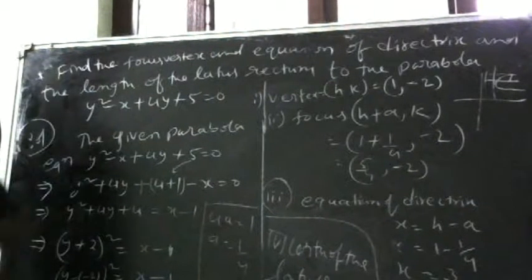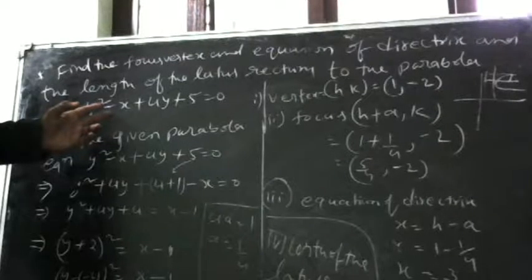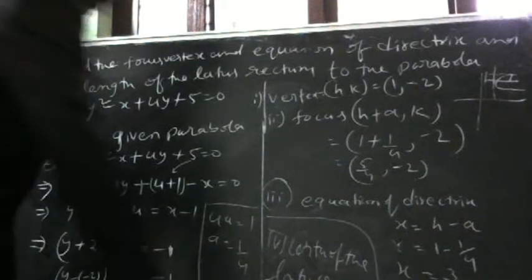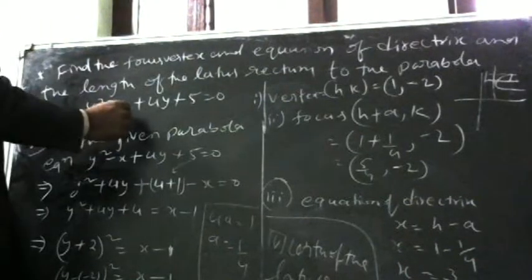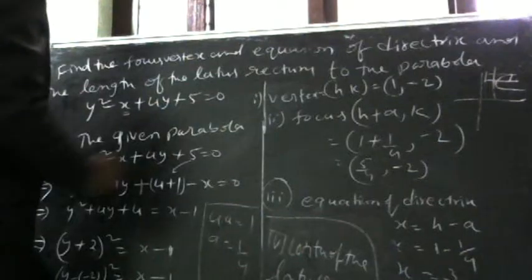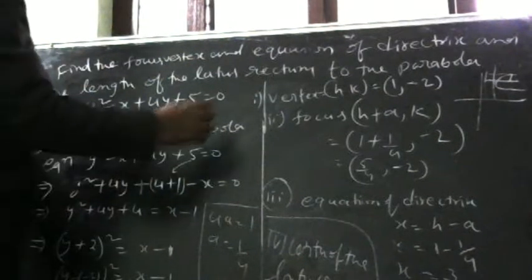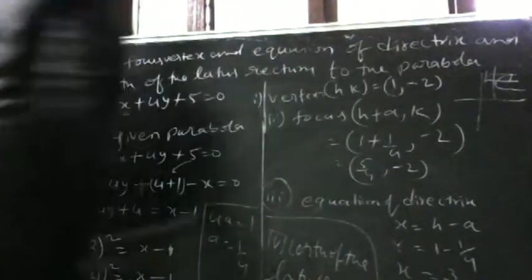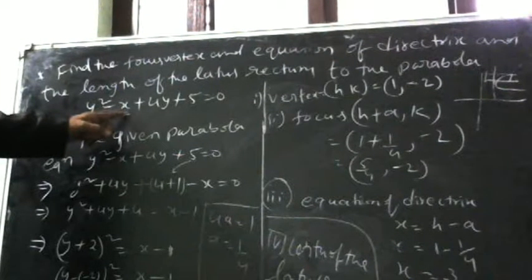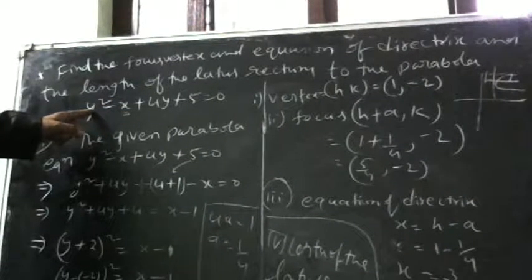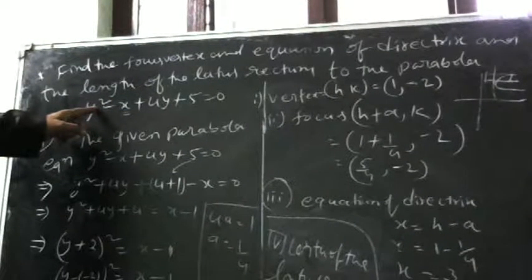So we first need to decide whether this is parallel to the x-axis or the y-axis. How can we find that? Here there is a y square term and an x term with power one. If y is squared and x is linear, it is a parabola parallel to the x-axis. You can draw it parallel to the x-axis.